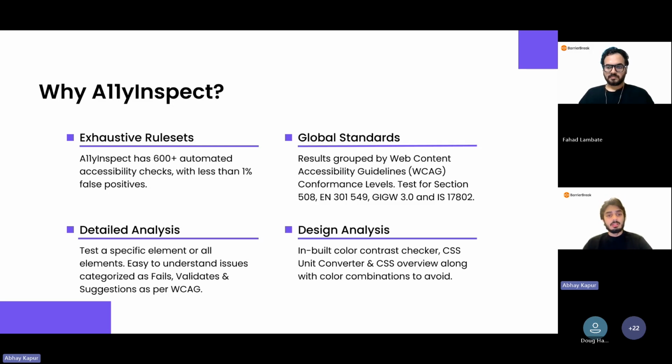So one thing we've done is not only highlighted all the problems on the website, which we call fails, but we've also highlighted validates. Validates are certain types of issues, which even Fahad will highlight during the demo, that someone just needs to go in and check very quickly. A lot of us know that accessibility is subjective and some things need manual review. And we highlight all of those kinds of issues for you as validates.